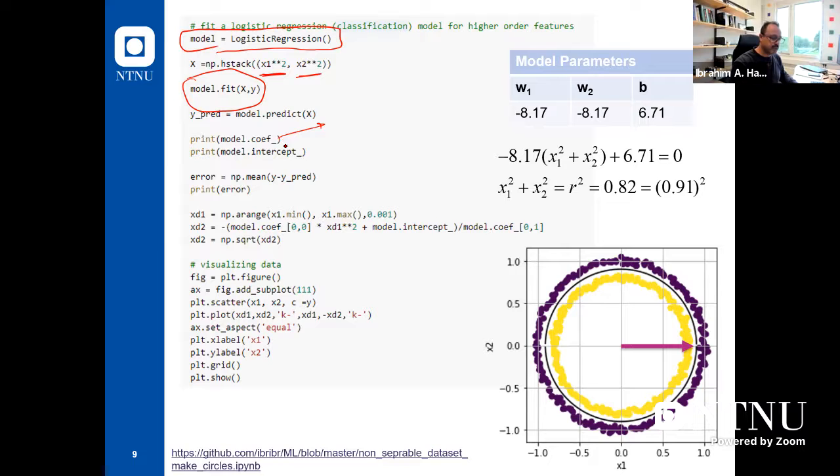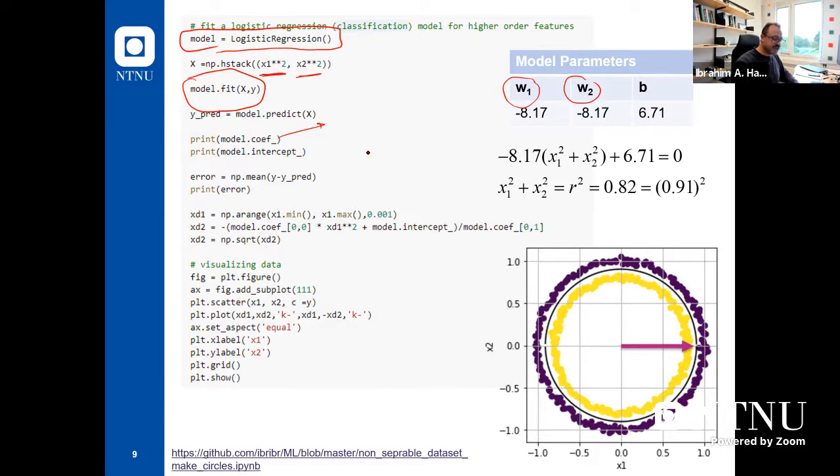When we print the coefficients, we will get omega1 and omega2, and as you can see here, it's minus 8.17 and minus 8.17, so omega1 equals omega2. When omega1 equals omega2, it's exactly a circle, in fact. And when they are different, the shape will be different. Maybe it will be an oval.